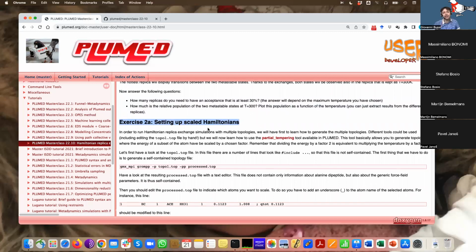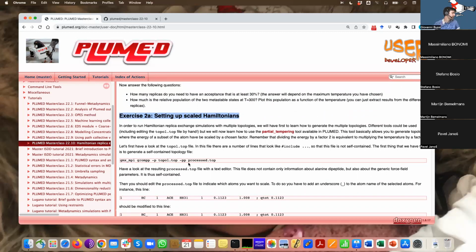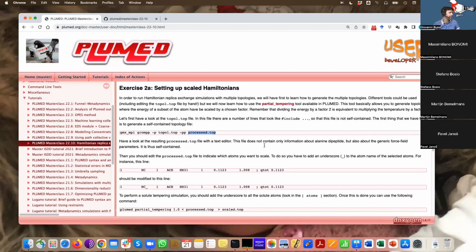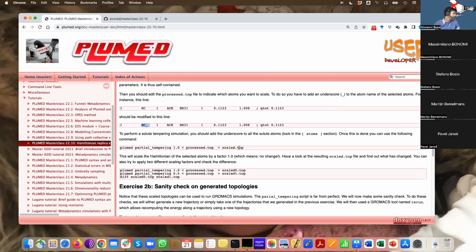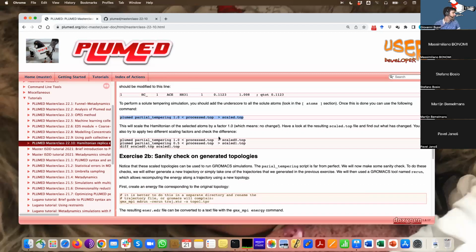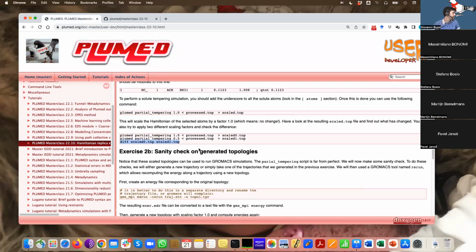So first thing, prepare these scaled topologies. You have to generate this process.top file. You have to mark on that file which are the atoms that you want to scale, by adding an underscore to their name. You can use this partial tempering script to generate a new topology. And you can inspect visually the files or look at the difference to see what's changed and make sure that you understand what the script is doing.